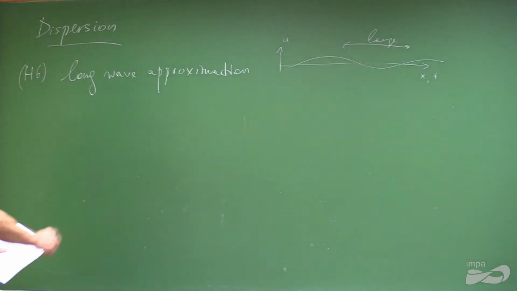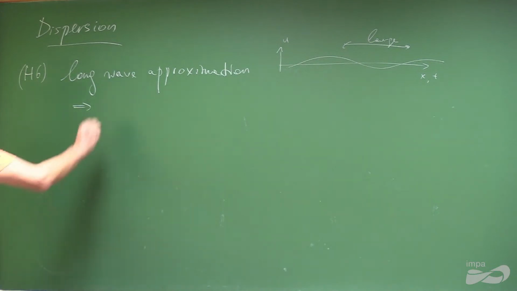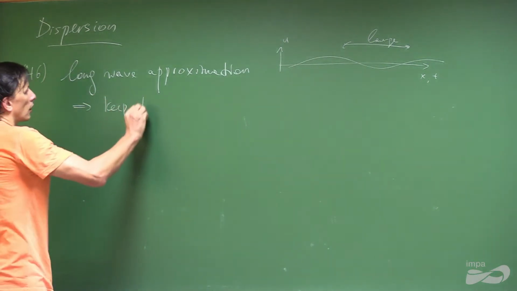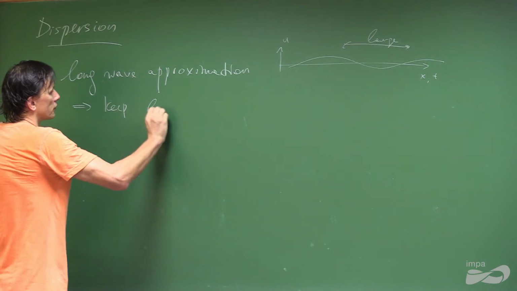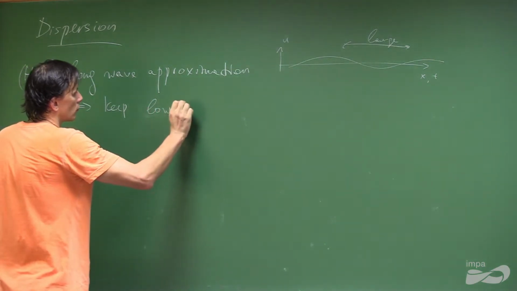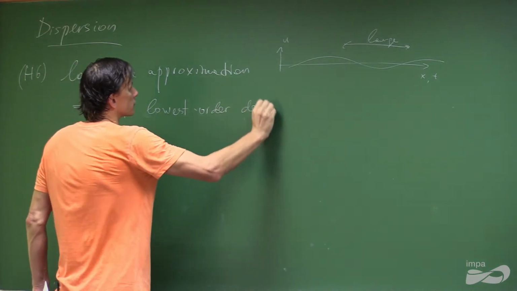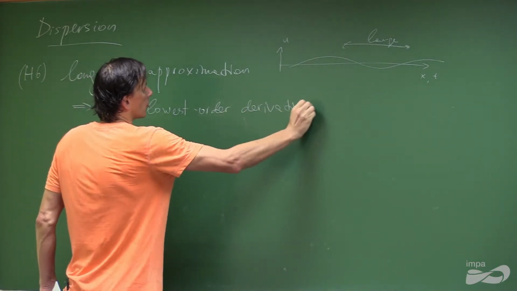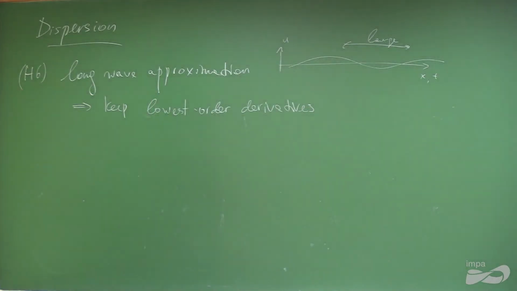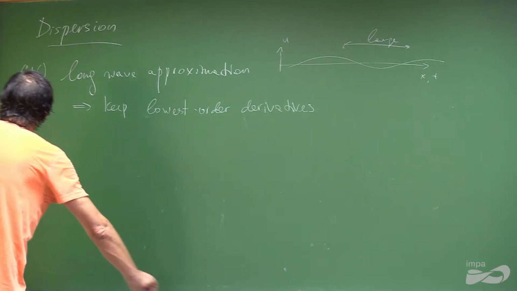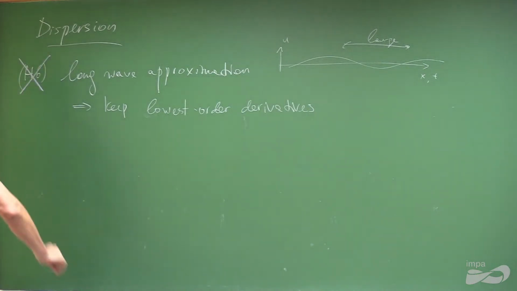So the use of this hypothesis was to keep only lowest order derivatives, because higher order derivatives are very small. So the dispersion has to do with the situation when this hypothesis is no longer true.